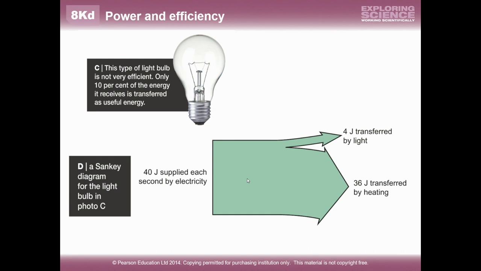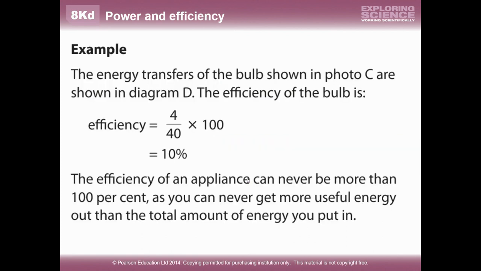40 joules of energy is supplied, but just like in the previous example, only 10%, 4 joules, is transferred by light. 36 joules is transferred by heating. If we put those numbers into the equation, useful energy, which is 4, divided by total energy, which is 40, and times it by 100, we get 10%. As expected, the efficiency of this light bulb is 10%.